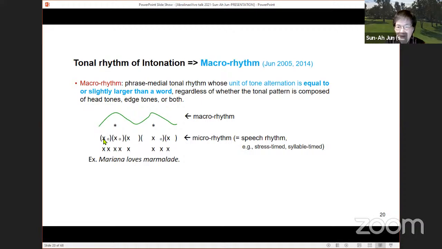An example here: Mariana loves marmalade. Each X mark means every syllable. And the second row marks a strong syllable together with weak syllables forming a foot. So this is the micro rhythm. And the tonal contour of Mariana loves marmalade is a rising-falling sequence, and that is called macro rhythm. So it's a tonal melody, and the unit of one rising is about one word or slightly larger than a word.